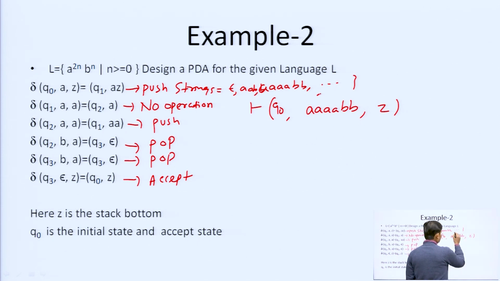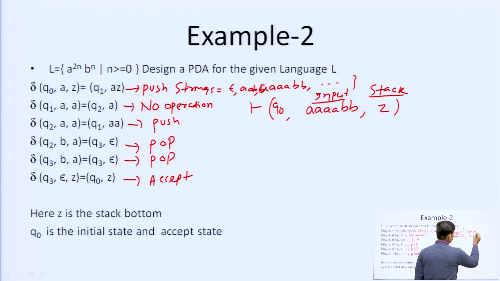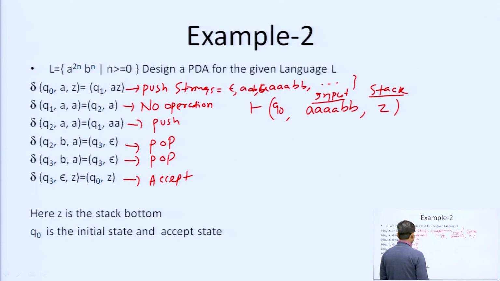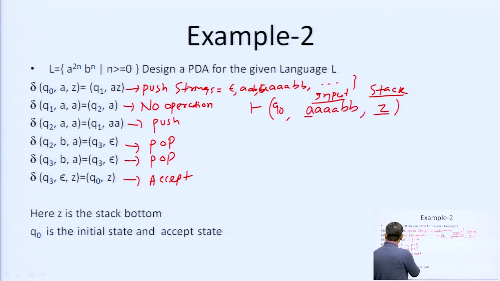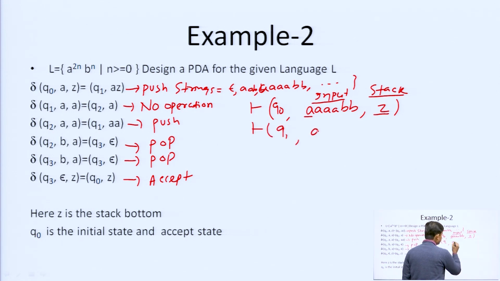So, now this is input and this is stack. Here Q0 is the initial state and A is coming, then what do you have to do? Input is A, stack top is Z. You see in the diagram, in your transition function, on A, Z, you have to push A into the stack and go to Q1.